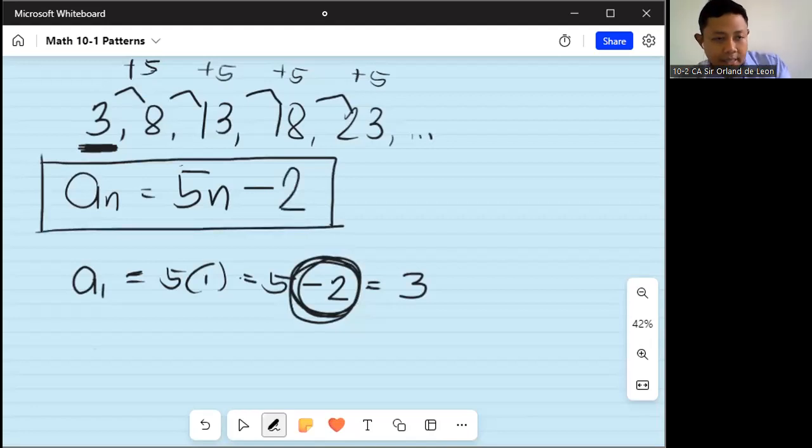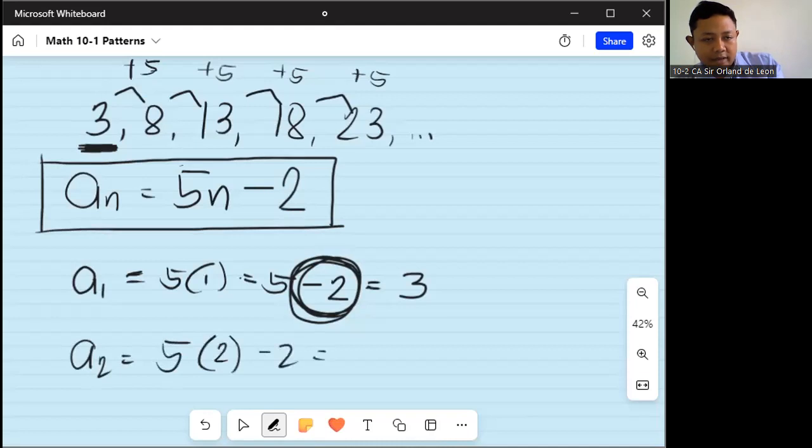Let's try this. A sub 2. Ready? A sub 2, let's substitute now 2 in our given explicit form. So we have 5 times 2 minus 2. The answer is 5 times 2, this is 10. 10 minus 2, the answer is 8. Did we get the next term, the second term? Show me a reaction if we got the same. Very good. So therefore, our formula is correct.